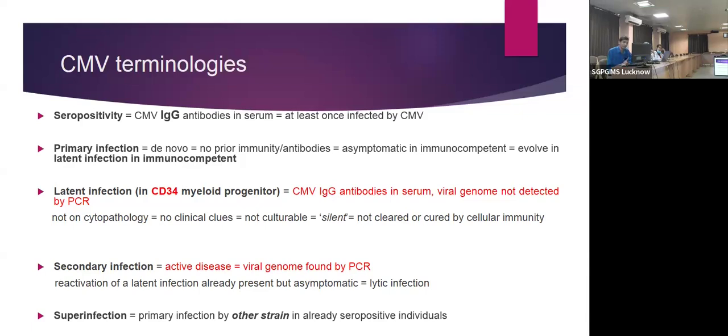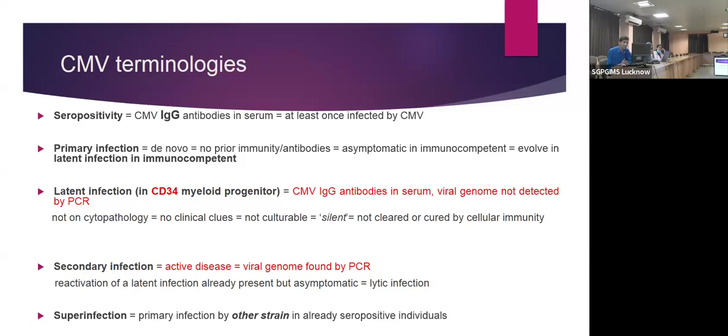Viral genome is not even detected by PCR if it is latent, and this is the case in the immunocompetent. By cytopathology, you can't culture the virus. Even by PCR, you can detect only IgG and nothing else.